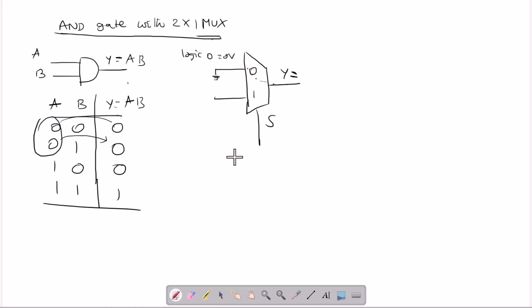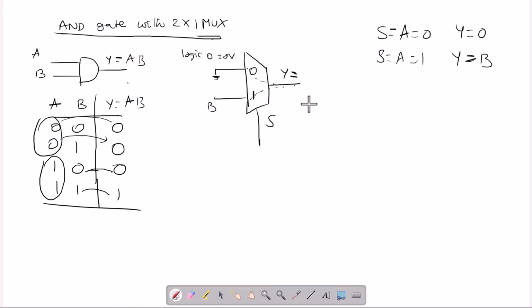This is one case, where S is equal to A is equal to 0 and Y is equal to 0. Then for S is equal to A is equal to 1, what will happen? This input will be selected. If B is 0, the output is 0. If B is 1, the output is 1. So you can write B here. B will be transferred to the output. So Y is equal to B.